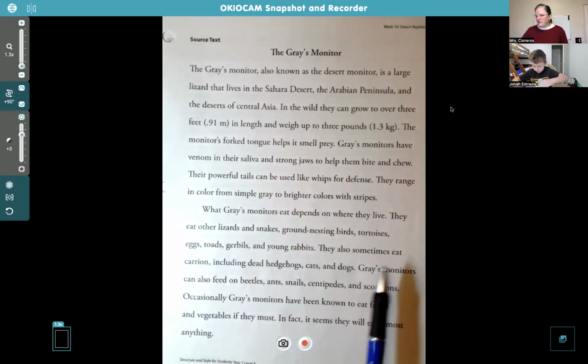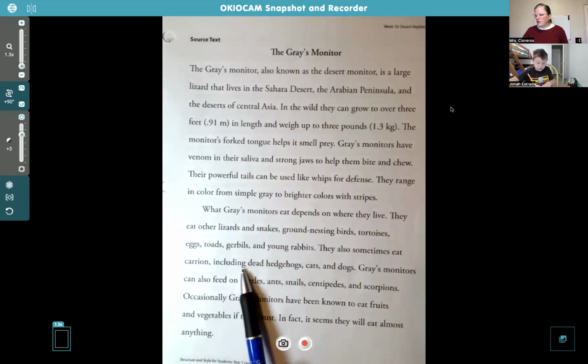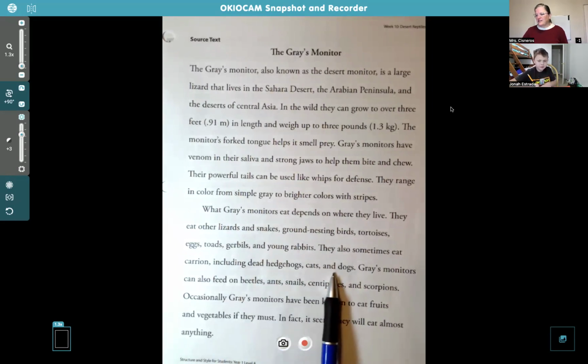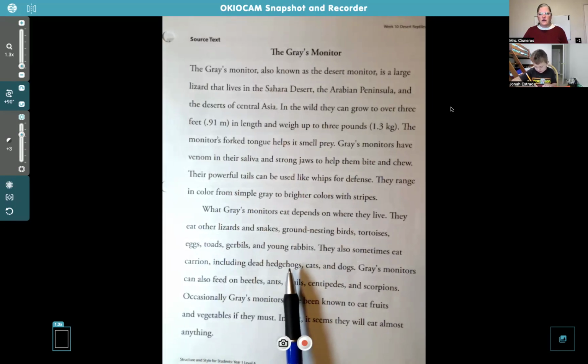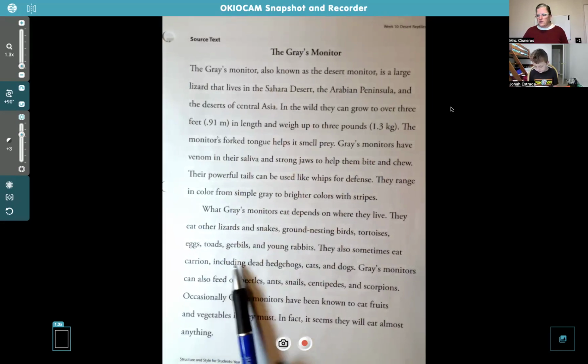They also sometimes eat carrion, including dead hedgehogs, cats, and dogs. Wow, but what's carrion? Carrion is a dead animal. That's what that means. So, it's sad to think about cats and dogs being dead, but I think that means wild cats and wild dogs out there. But you know how there are animals that eat dead animals? Crows do, vultures do. There are certain animals that eat other animals that are already dead. So carrion is what that means.